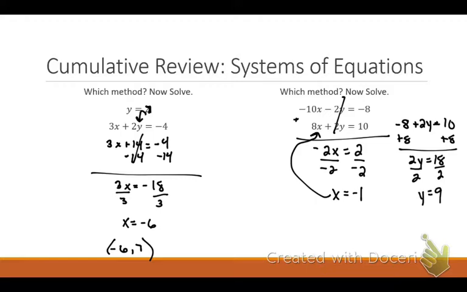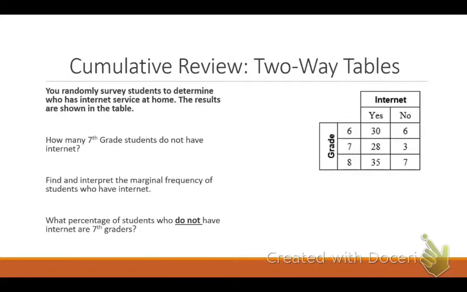All right, so these problems, they take a little bit of time, okay? But the problems I just gave you right here are very similar to what you're going to see on your test tomorrow. Negative 1 and 9. Okay? All right, last thing. We're almost done. Okay? I saved the best for last.